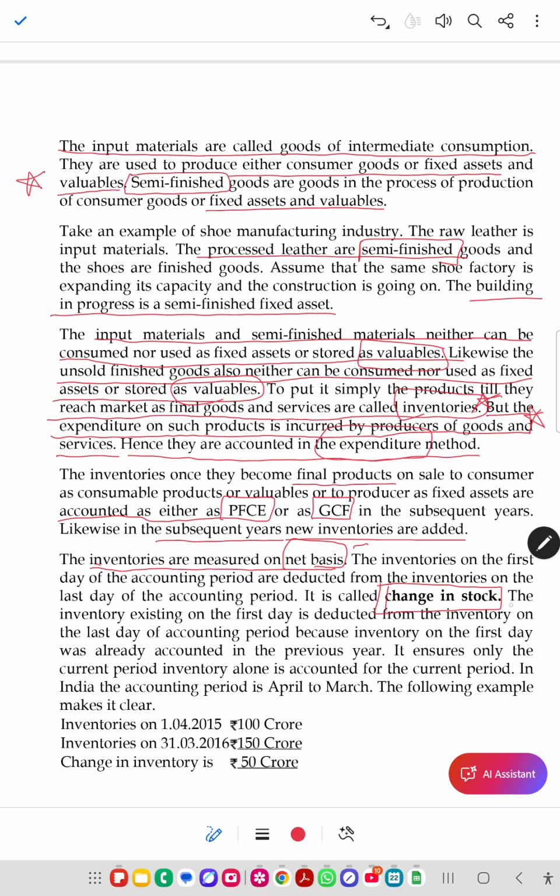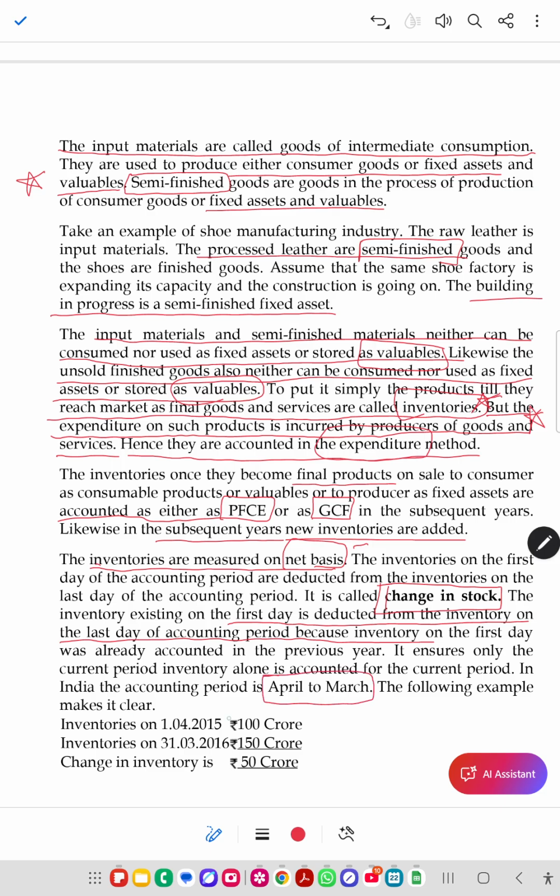Change in the stock. The inventory existing on the first day is deducted from the inventory on the last day of the accounting period, because inventory on the first day was already accounted in the previous year. It ensures only the current period inventory alone is accounted for the current period. In India, the accounting period is April to March. The following example makes it clear.